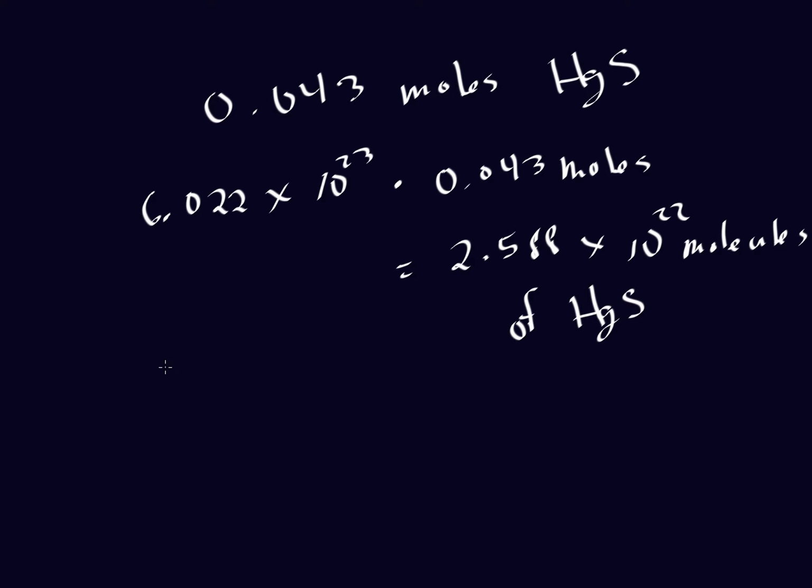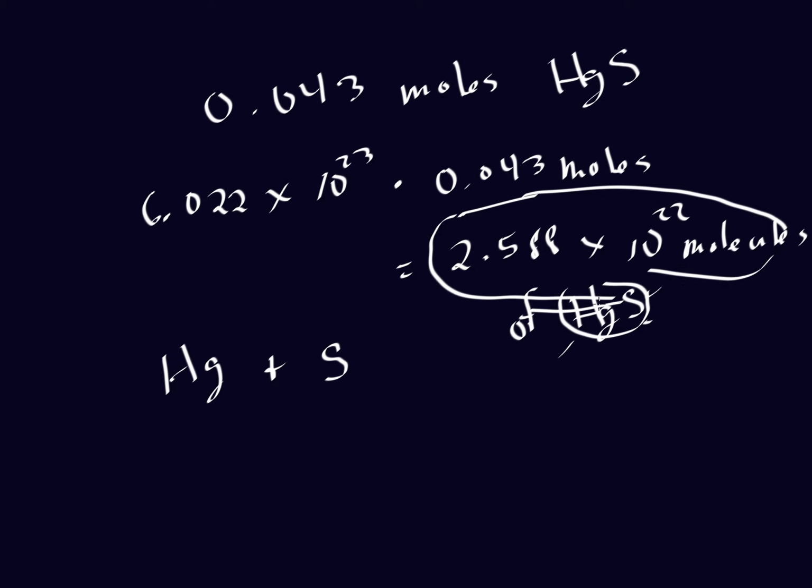Now, what about the number of individual mercury and sulfur atoms? Every formula has one of these and one of these. So if there are 2 atoms per formula unit, then there are going to be basically twice the number. The total number of atoms in mercury sulfide will be twice this number. Half of those will be mercury, half will be sulfur.